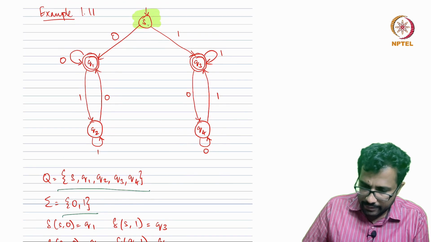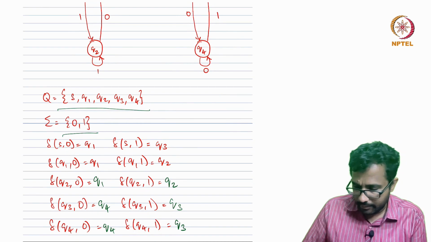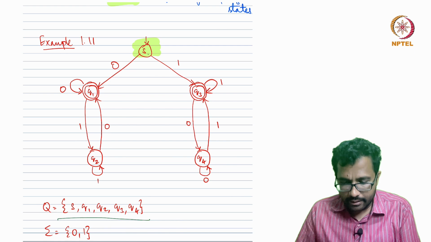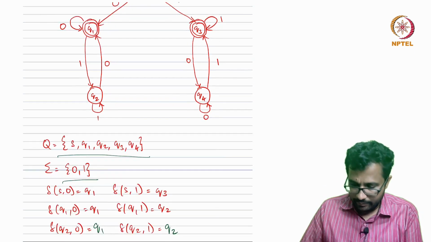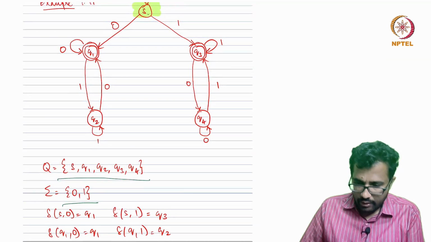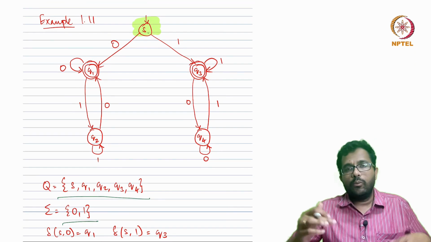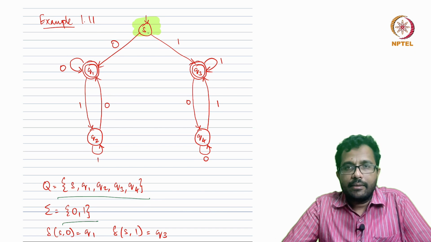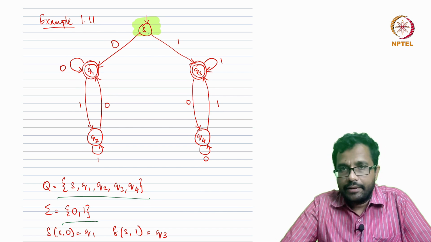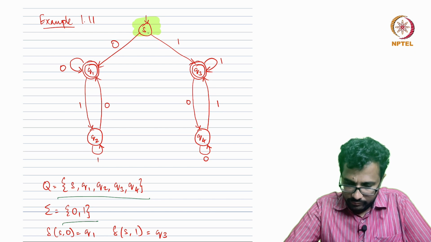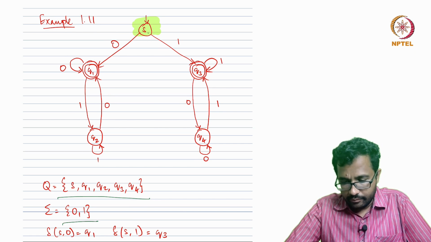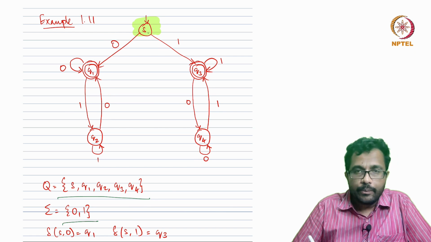So the delta is also defined, and you can verify this from the notes. The starting state is S, and here we have two accepting states, Q1 as well as Q3. So now let's try to understand what is the set of strings that are accepted by this deterministic finite automaton. One thing that we can see is that if the first symbol is 0, from S it comes to Q1.